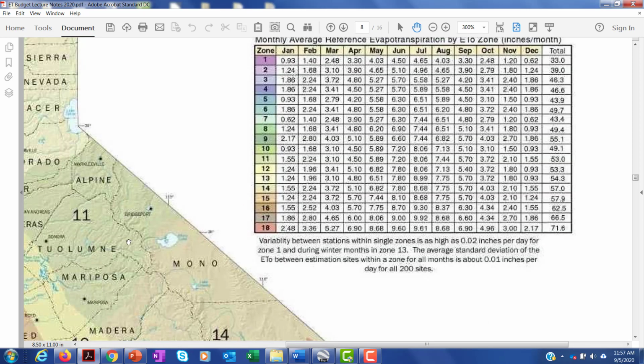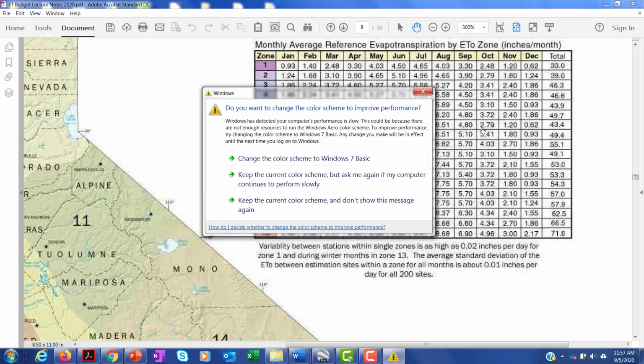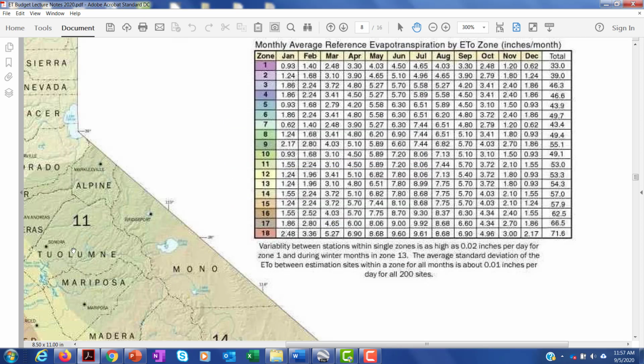different zones. So here in Tuolumne, Mariposa, zone 11, over the course of the year, a sod lawn will evapotranspire 53 inches of water, several feet of water. So over the course of a year, if you had a sod lawn in this area, zone 11, you're going to need to apply at least 53 inches of water to keep that grass happy.